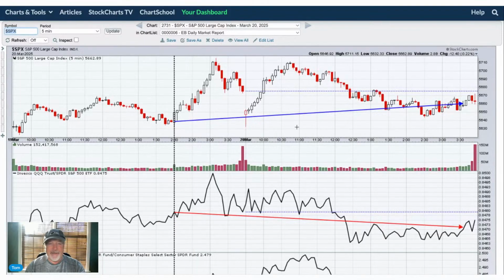Since that came out, we were somewhere just below 5640 on the S&P 500. Now it's been over 24 hours and we're at 5660. So we've gone up 25 points on the S&P 500, which is less than 1%. It's probably about 0.4%.